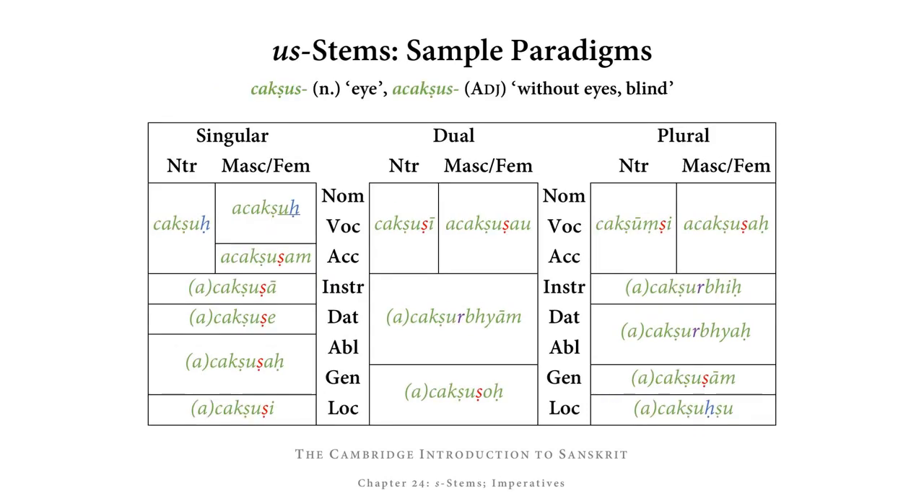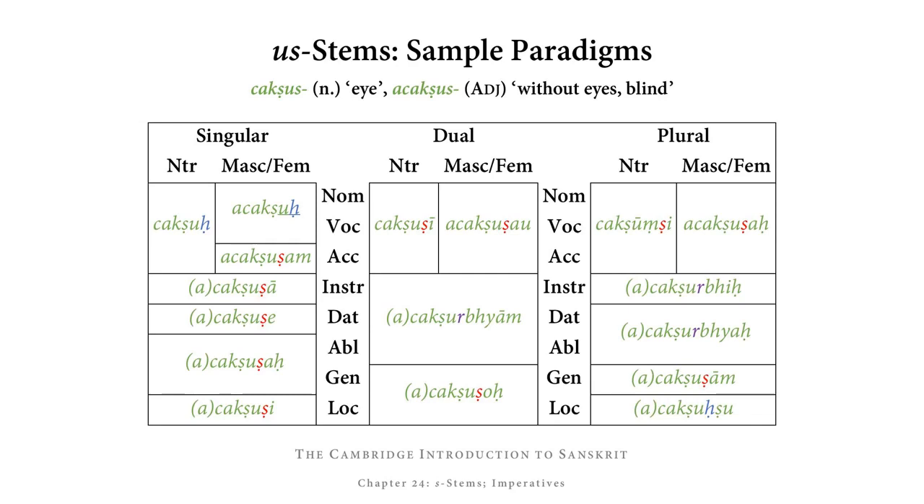Let's look at two more examples, namely cakṣus, which is a neuter noun meaning eye, and acakṣus, an adjective meaning one whose eyes are not, who is without eyes, i.e. who is blind. Those are all also s-stems, but as was mentioned earlier, we have different internal sandhi patterns between as stems on the one hand and is and us stems on the other. So we need to look at an example of either an is or an us stem, and that's exactly what we've got here, namely two us stems.